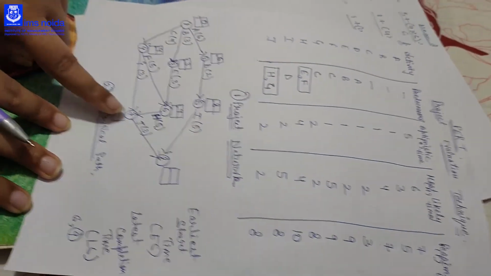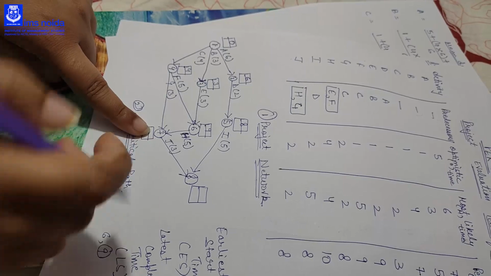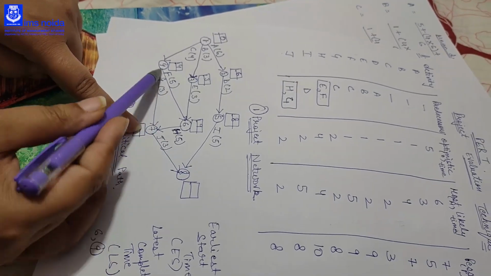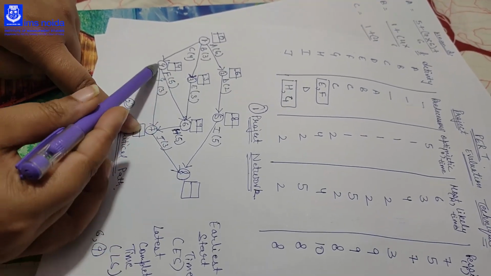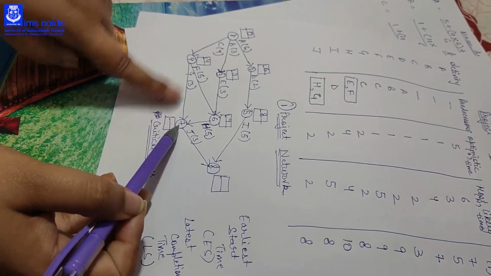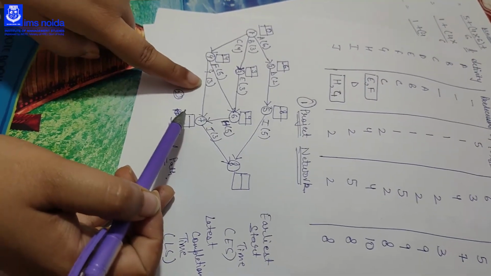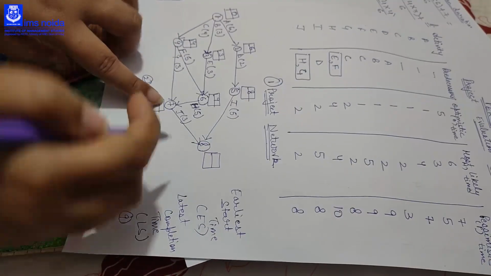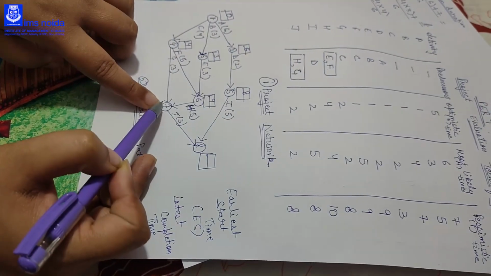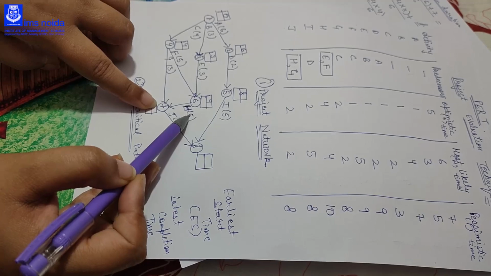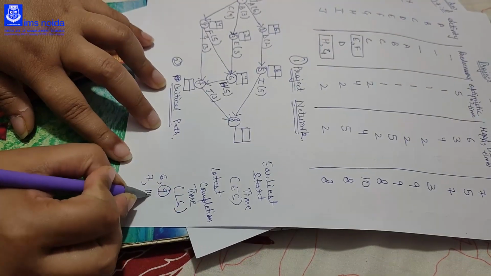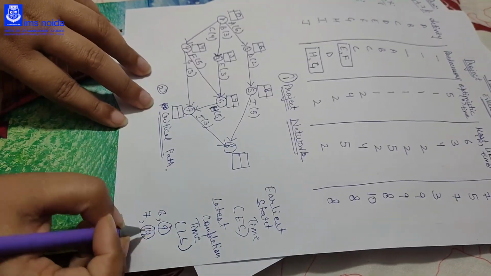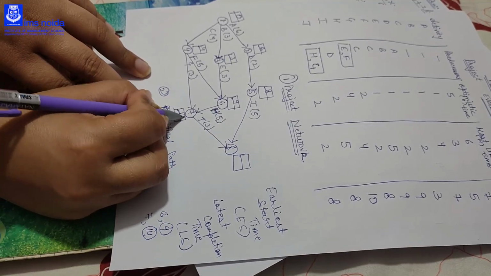Then 7, you come to the 7. There are two ways to come to the 7, that is from 6 to 7 and 4 to 7. If you are coming from 4 to 7, how much time will you take, that is 4 plus 3, that is your 7. And if you are coming from 6 to 7, how much time will you take, 9 plus 5, that is your 14. So the maximum time is 14. So ES of 7 is 14.